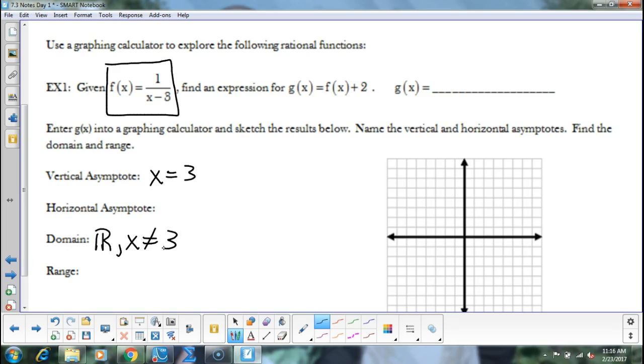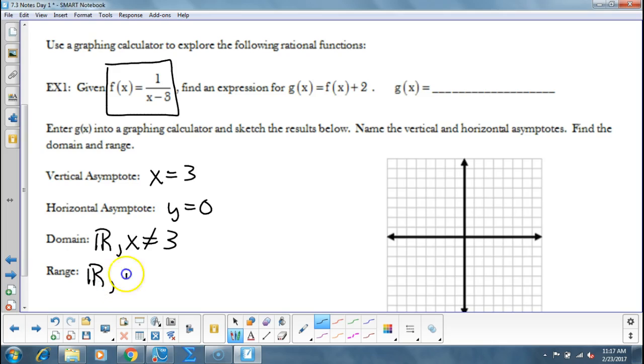Y equals 0 is the horizontal asymptote. Now you've actually graphed this earlier this week. Okay? And so it has a range of all real numbers except y cannot be 0. Okay? With me? Now, we're going to shift that into 1 over x minus 3, and then we're going to add 2 to that. So what are we doing with that entire graph?